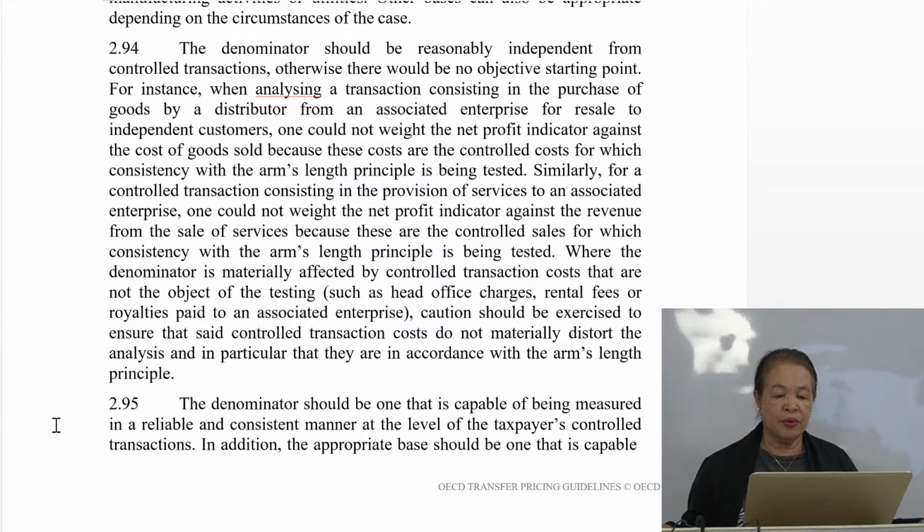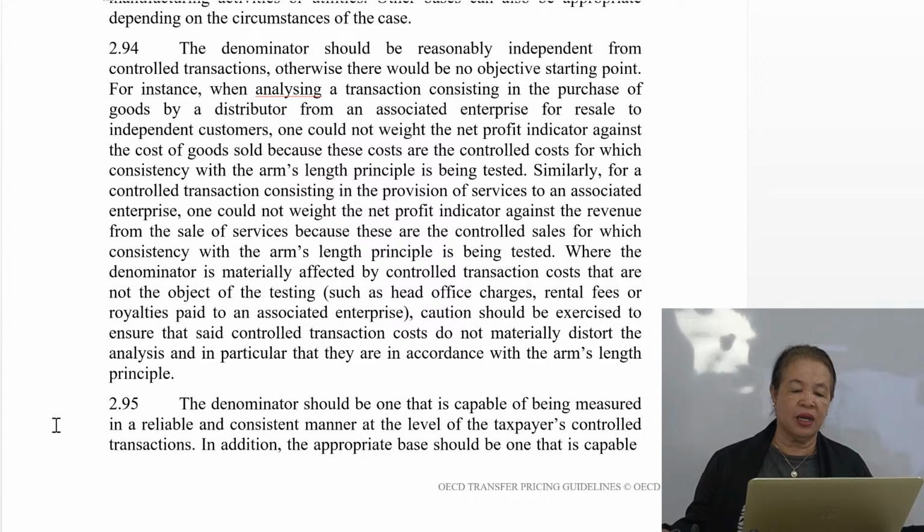So where the denominator is materially affected by controlled transaction costs that are not the object, such as head office charges, rental fees, or royalties to an associated enterprise, caution should be exercised to ensure that said controlled transaction costs do not materially distort the analysis, and in particular, that they are in accordance with the arm's length principle. Because the arm's length principle is the accepted principle in transfer pricing.